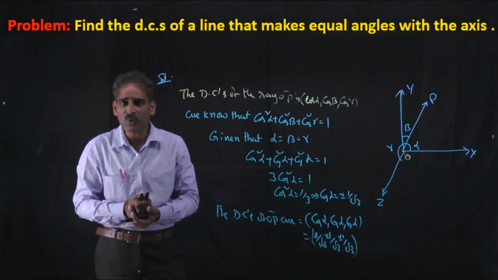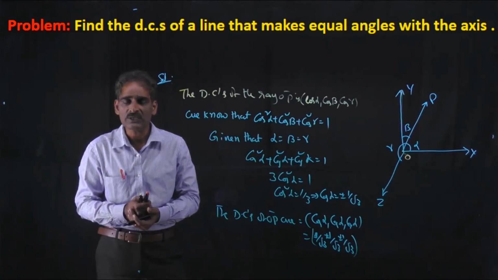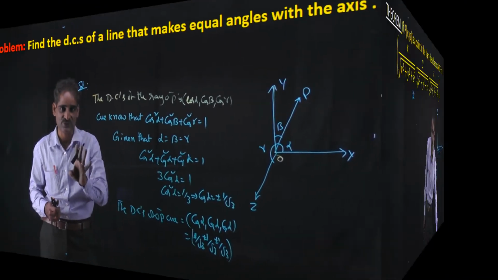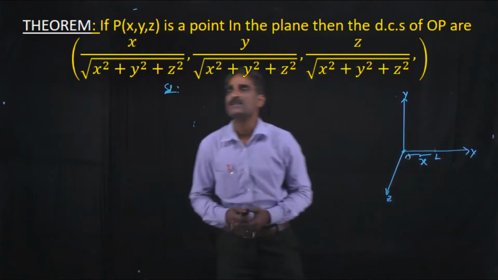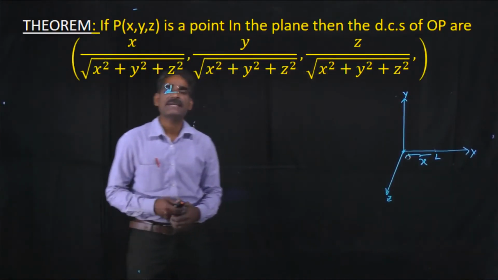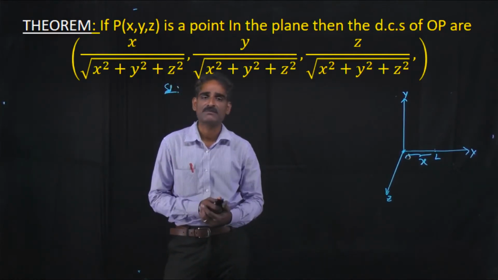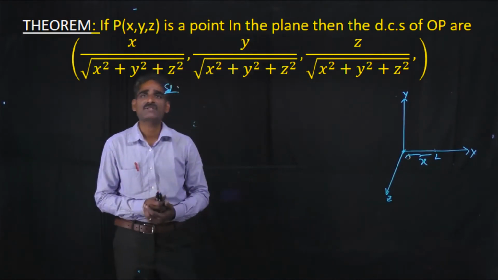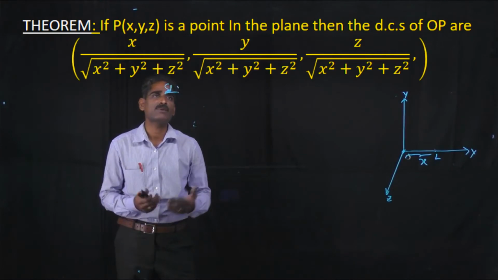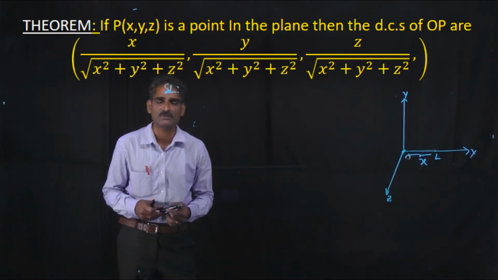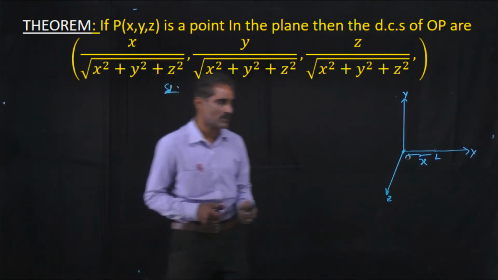What would be the point? In case of equal angles with the coordinate axes, there exist 4 sets of DCs. See this theorem: if P(x, y, z) is a point in the plane or space, then the DCs of OP are x by root of x square plus y square plus z square, y by root of x square plus y square plus z square, and z by root of x square plus y square plus z square.